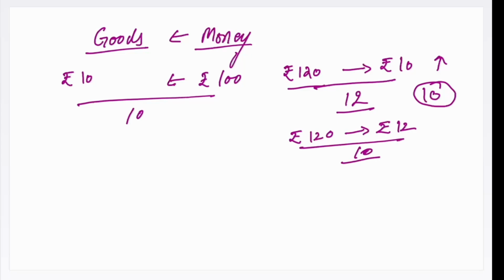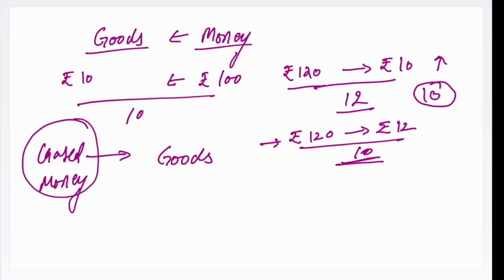Because the overall goods in the market are only 10, you were able to buy it, it was okay. Now, because you had more money, the same amount of goods which existed earlier are now chased by a higher amount of money which has come into the market. And we'll understand how the money comes into the market.